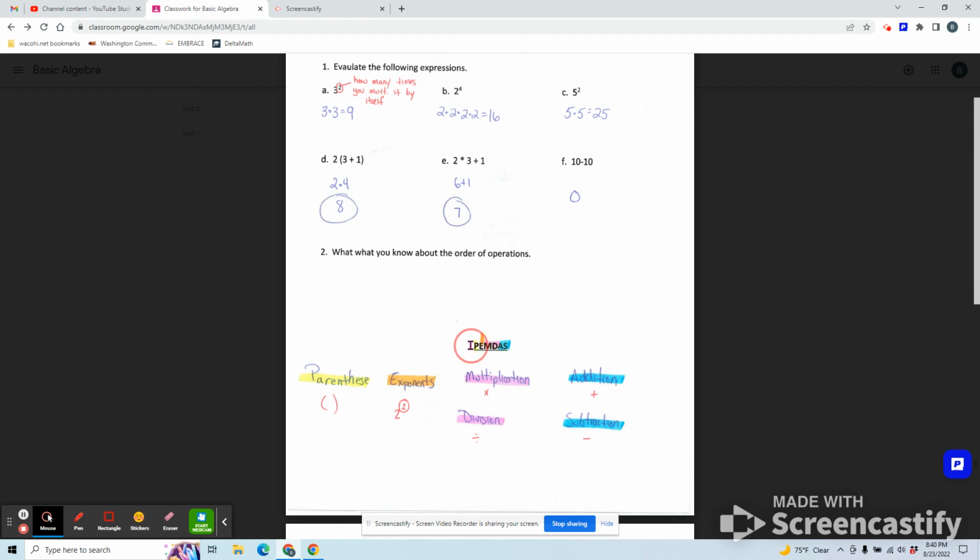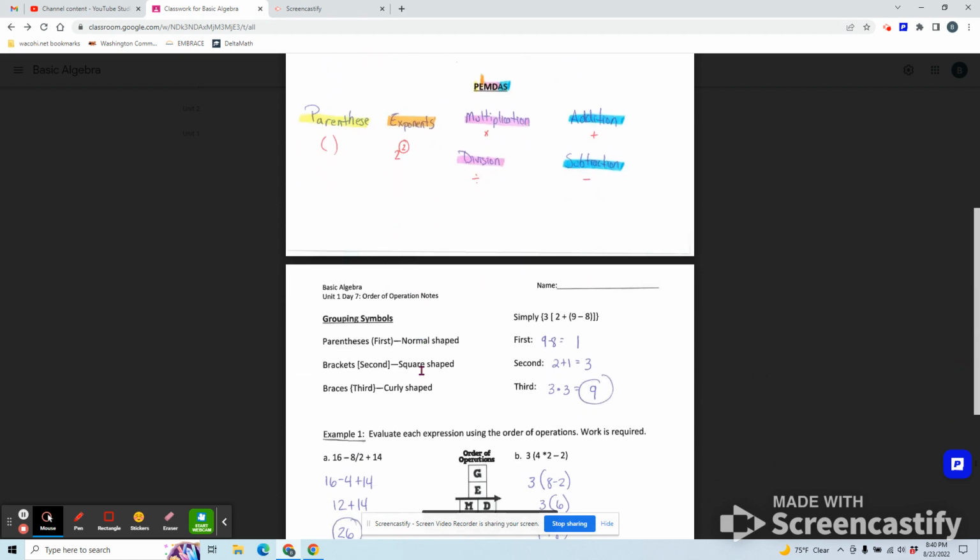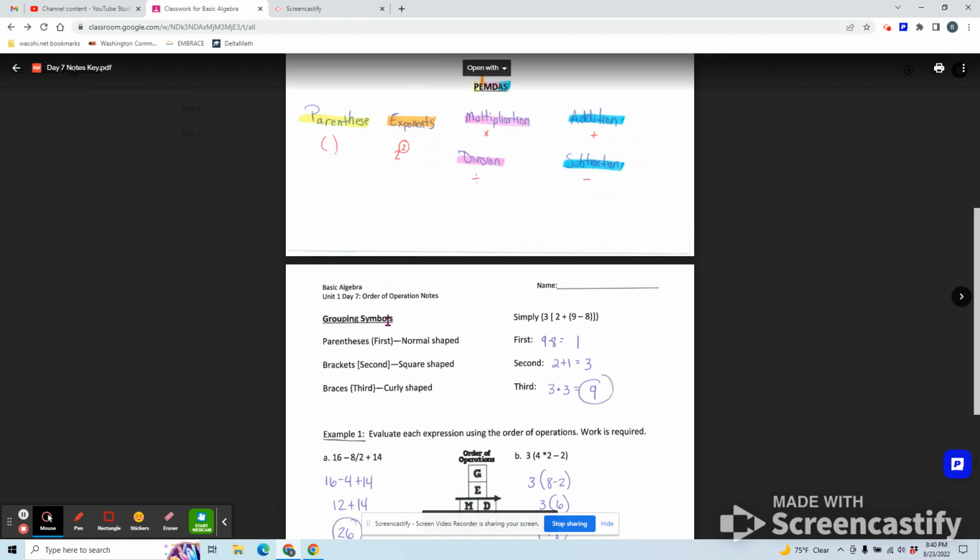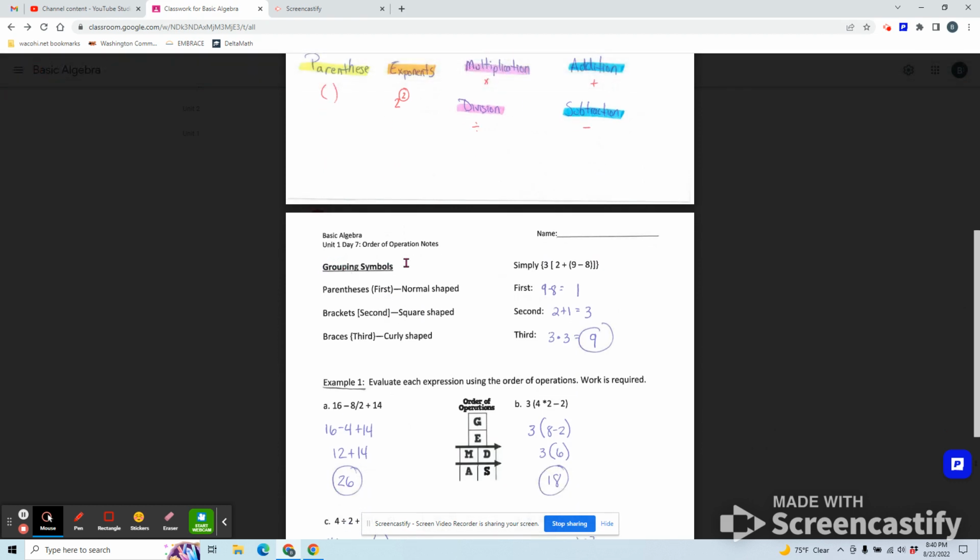Now, this says parentheses. Well, parentheses may look a little bit different than just parentheses. So we're going to change it just a little bit to grouping. So you could have parentheses, which are normal shaped. You could have brackets, which are square shaped. You could have these curly ones, which are braces. You could have a square root, which we're not going to get into today. You could have the absolute value, which we're also not going to get into today. But all of those would be grouping symbols, and you would perform whatever's in there first.